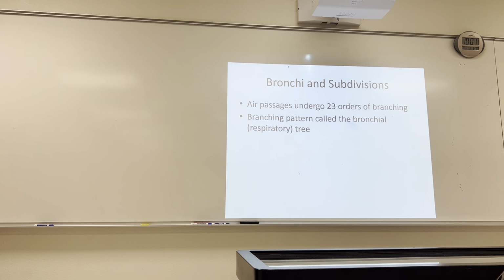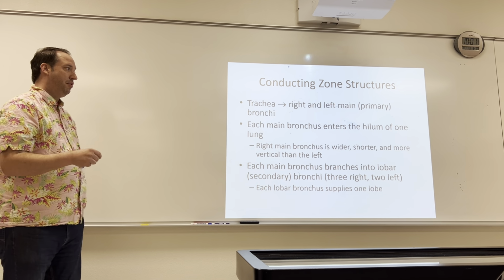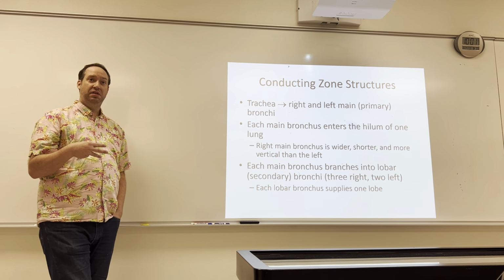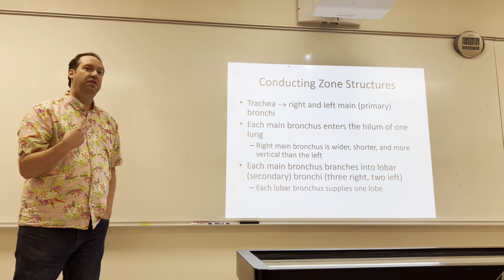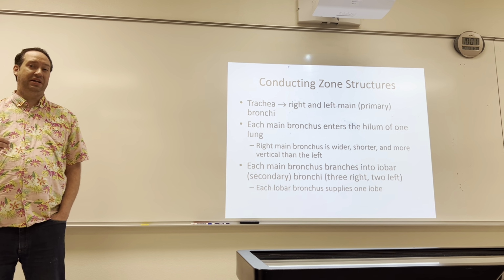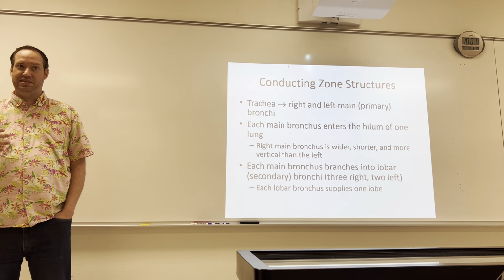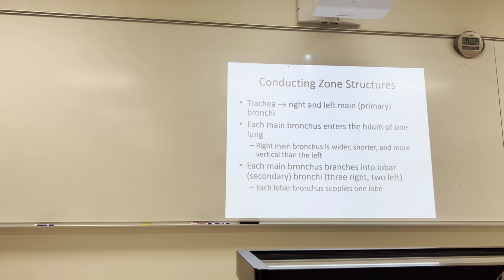Now we branch off in the bronchi. The trachea branches off into a left and right bronchi. Those are called primary bronchi. There's two primary bronchi, one on the left, one on the right. Each primary bronchi then enters the lung and branches off to each lobe. That means that the right lung has 3 lobes and gets 3 secondary bronchi. The left lung only has 2 lobes and gets 2 secondary bronchi. The left lung is smaller than the right lung because the heart takes up that real estate on the left side. So 3 on the right, 2 on the left for secondary bronchi.